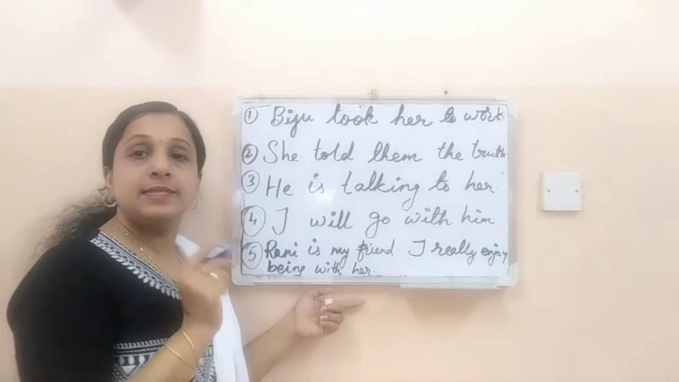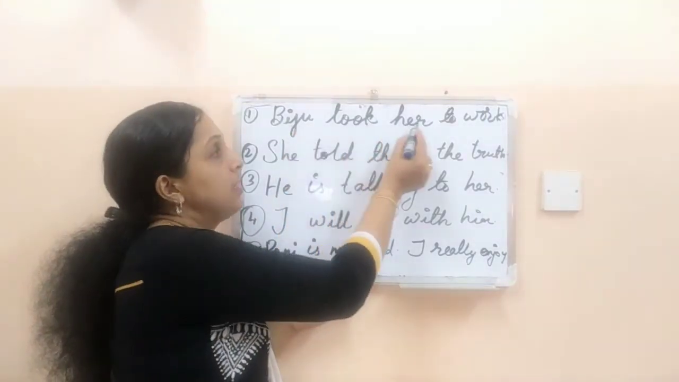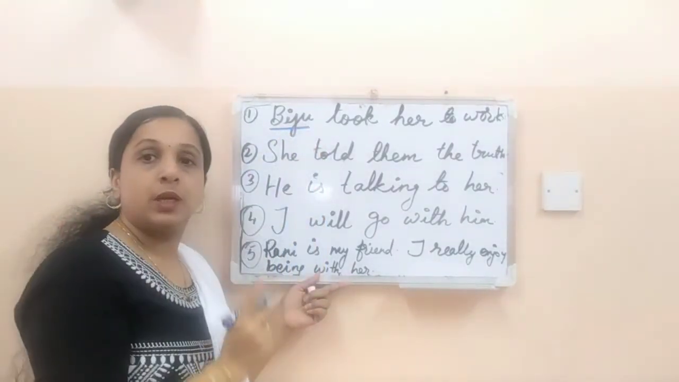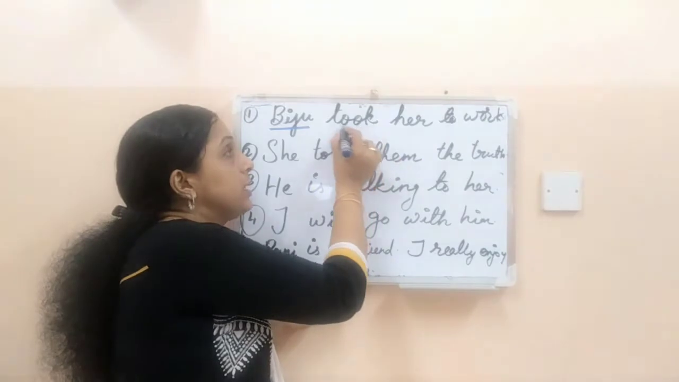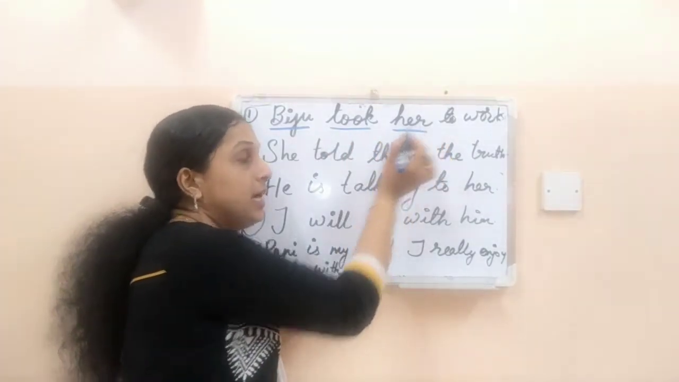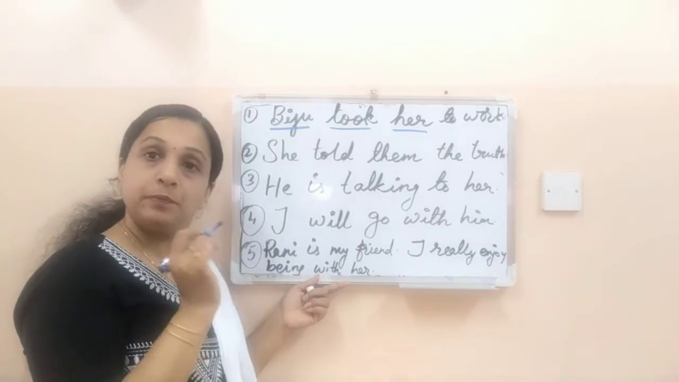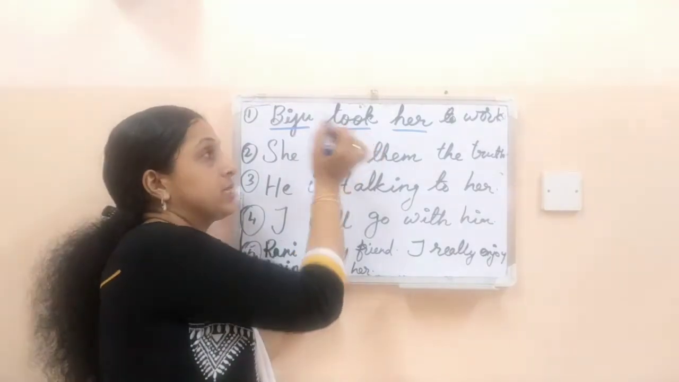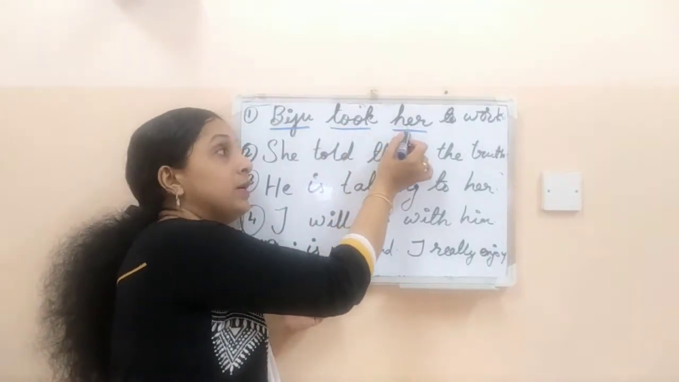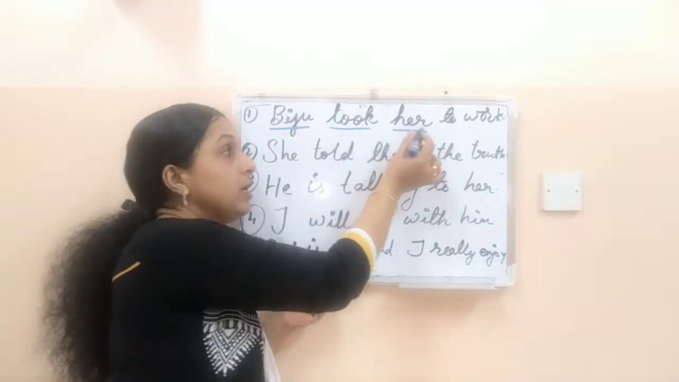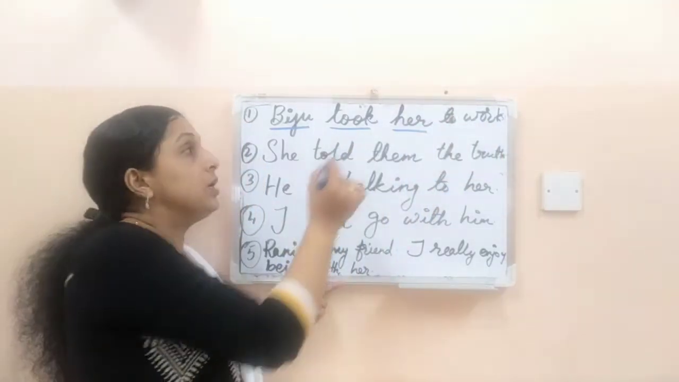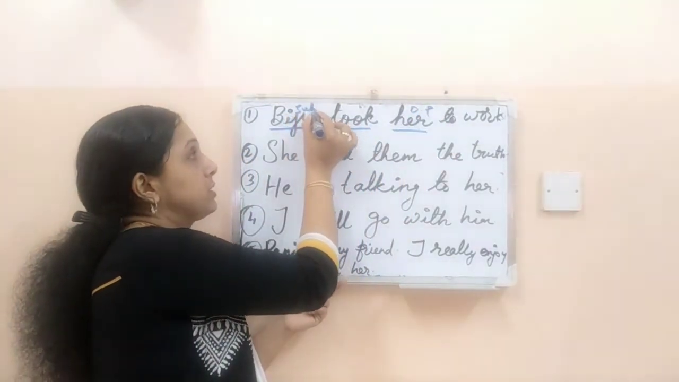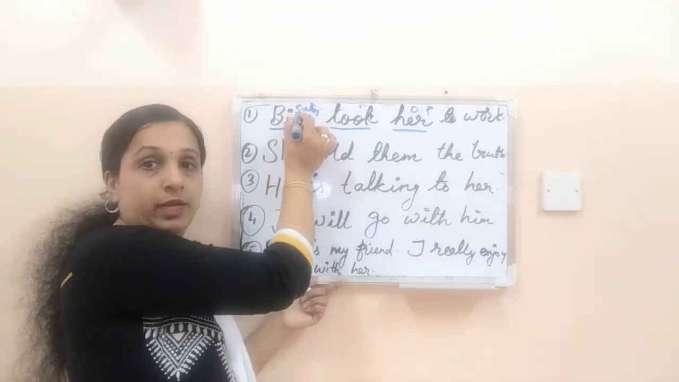Okay. So let's see some examples. Biju took her to work. So in this sentence, which is the subject? Biju. Took is the action word and her is the object pronoun. Biju does the action. Took. Whom? Her. Receives the action. Her to work. This is the object pronoun and this is the subject. So this is not a pronoun. This is a noun, right?